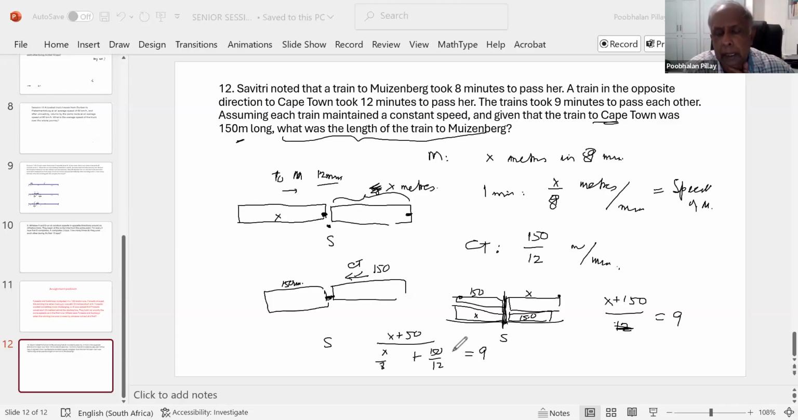Okay, so here you have a simple equation involving x, and you can solve for x. Okay, I'm not going to do it. You'll know how to solve for this, and that's the answer to the problem. So we gave a name to the length of the train to Muizenberg. That's your unknown, and you can solve for x, because once more we have an equation. The equation is obtained by calculating distance over speed is equal to time. So this is the speed, and that is equal to the time.